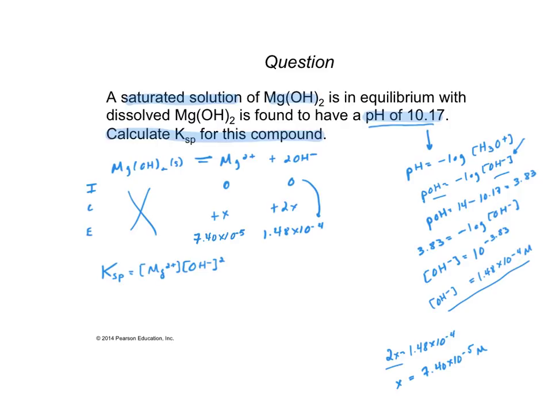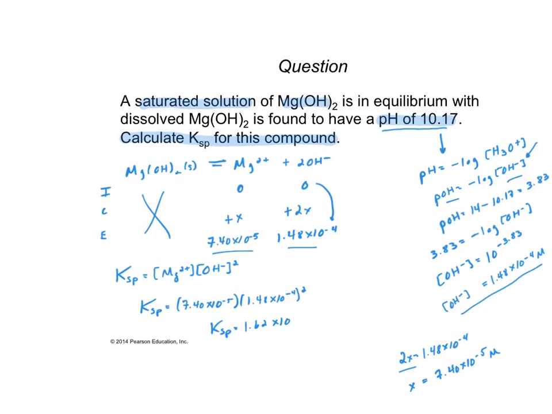Okay, so now I have my concentrations at equilibrium. I can go ahead and plug them in. So this is 7.40 times 10 to the minus 5, and then this is 1.48 times 10 to the minus 4, squared. And overall I get a KSP here of 1.62 times 10 to the minus 12.